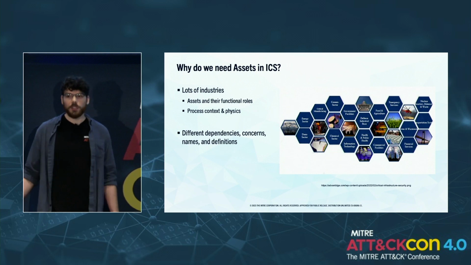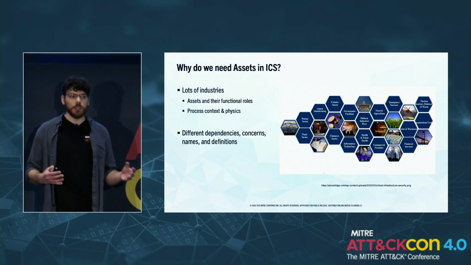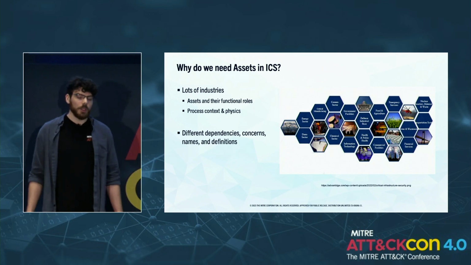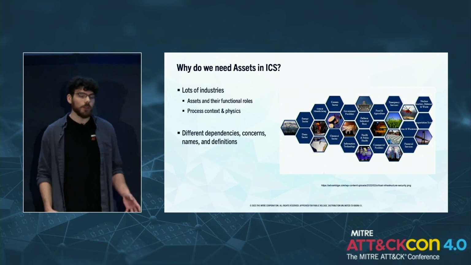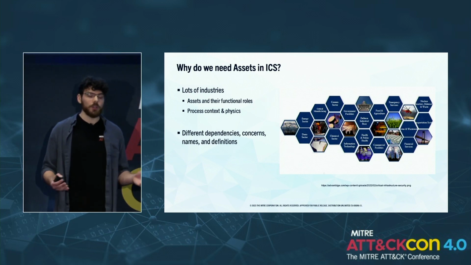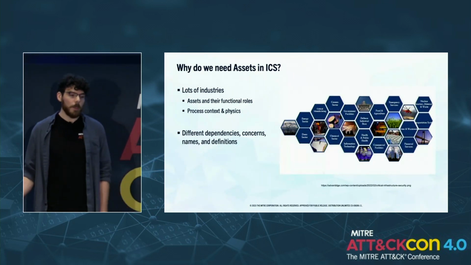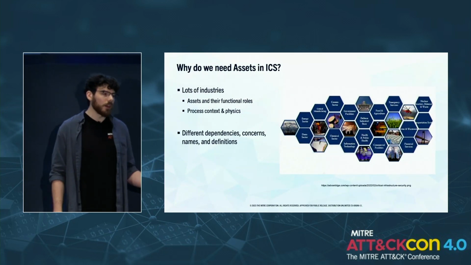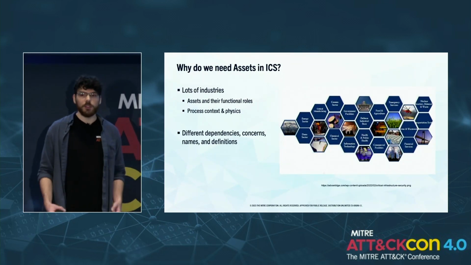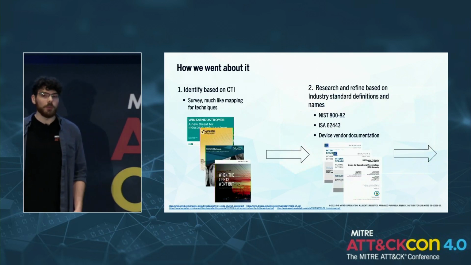So again, why do we need assets? There are a lot of different industries that encompass the whole OT or ICS space. You can see here the critical infrastructure sectors defined by DHS. There's a subset of these that we focus on for industrial control, the ones we try to explain in Attack for ICS. Each one has different assets and definitions, as well as concerns and their own naming for how they talk about the devices in those networks. That's really the main focus.